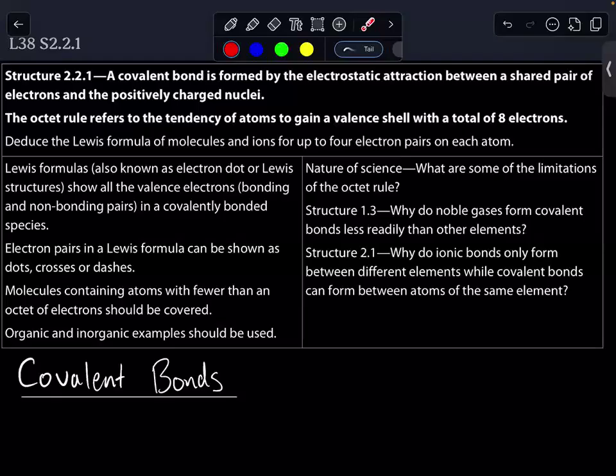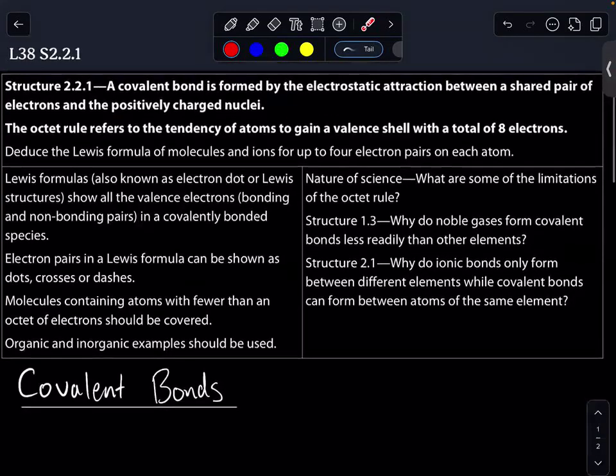Hello, y'all, and welcome to Lesson 38, Structure 2.2.1. We're going to be going over covalent bonds. It's going to be a very long one, as you can tell by all the content here.